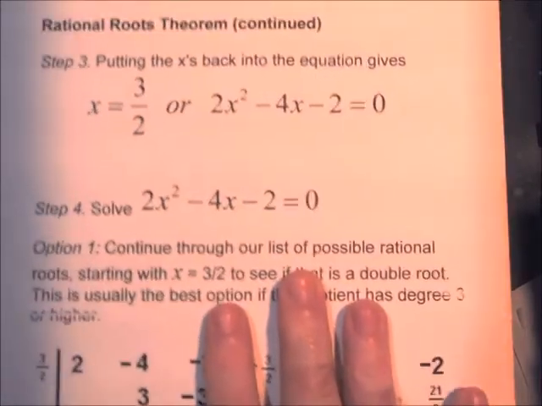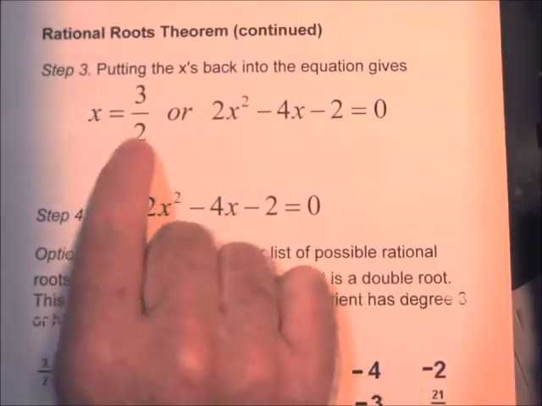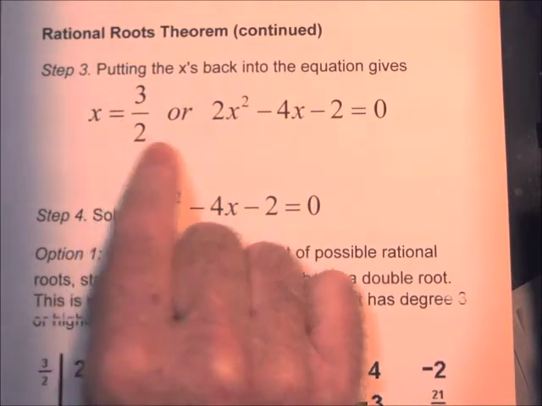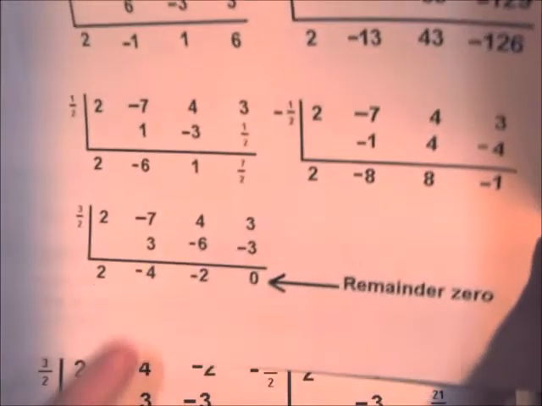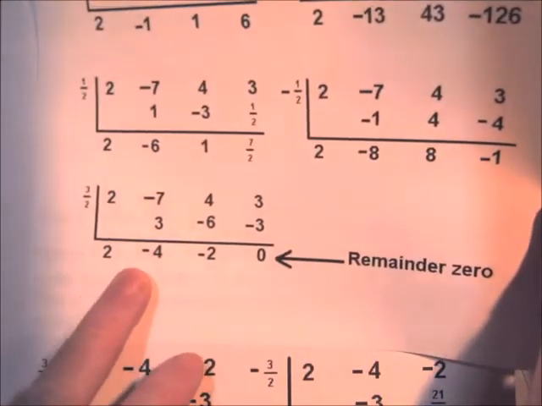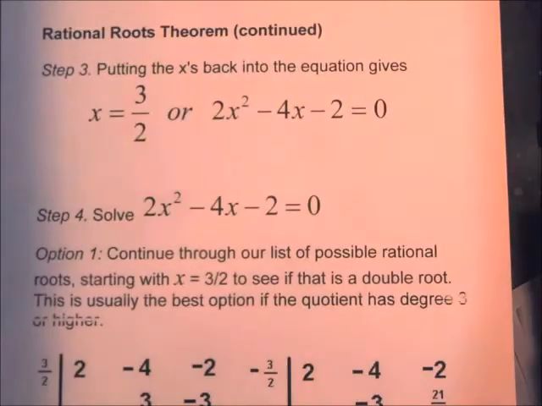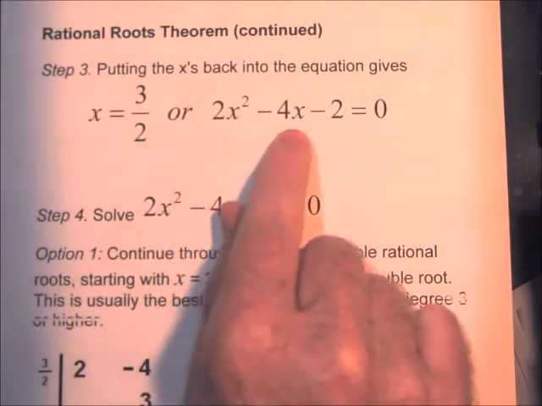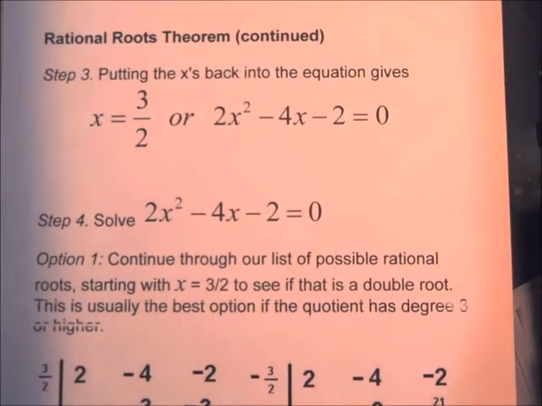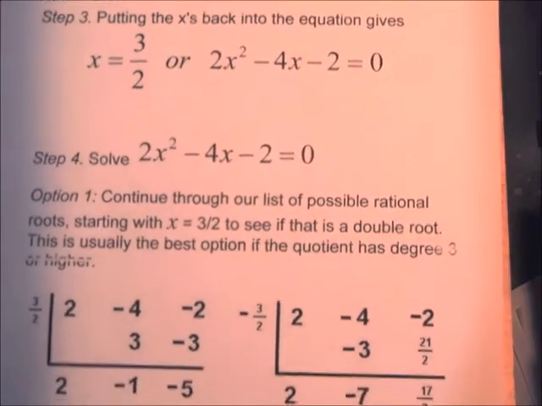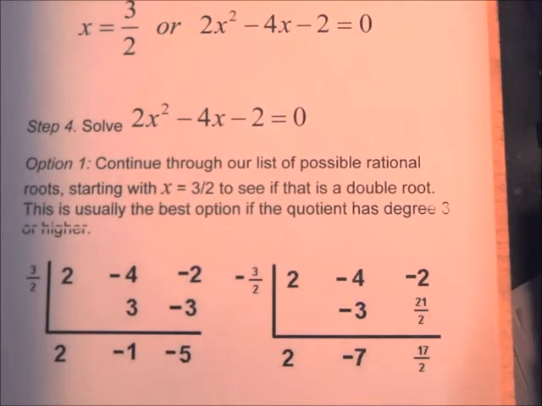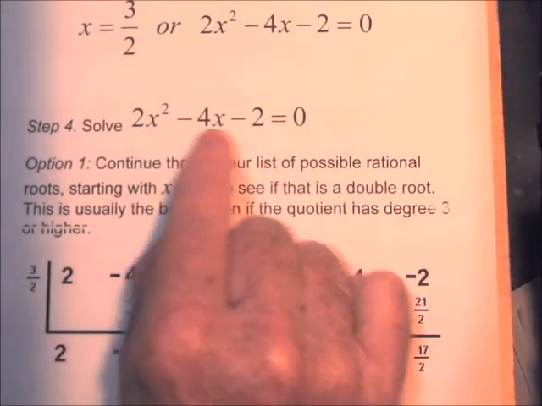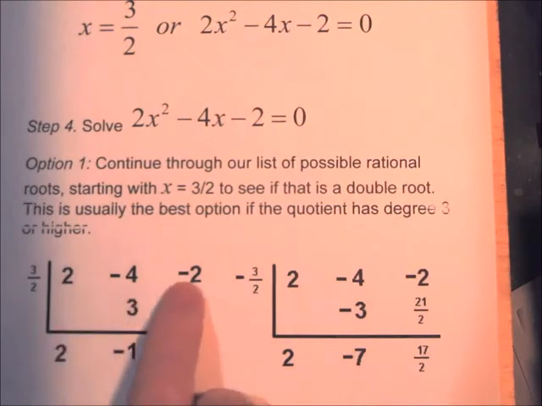That means that if you put the x's back in, either x equals 3 halves or 2x squared minus 4x minus 2 equals 0. That's the answer from our division: we have 2x squared minus 4x minus 2. There are a couple of ways of proceeding from here. We could start where we left off and continue to look for rational roots.